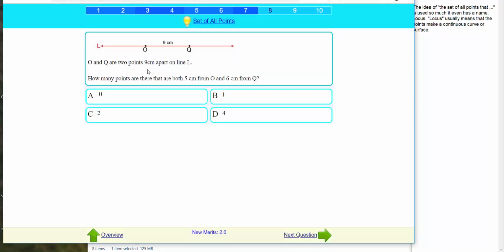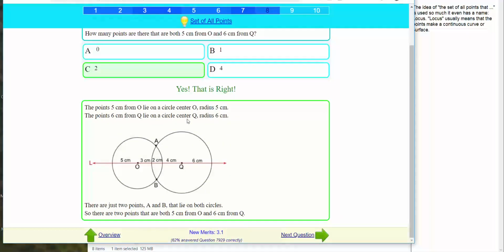Two points 9 centimeters apart on the line. How many points are there that are both 5 centimeters from O and 6 from Q? So it's 5 centimeters, but with the contingency that it's also 6 centimeters from Q, so it's somewhere around here. 5 and 6, somewhere around here, so it's like 2.